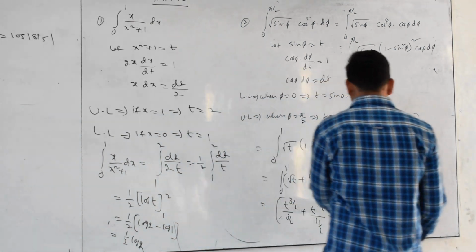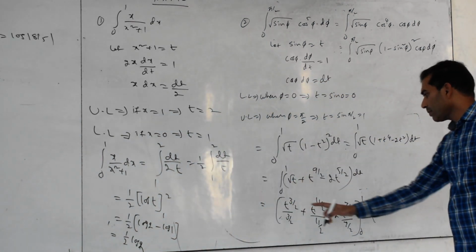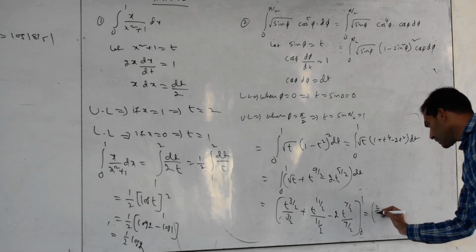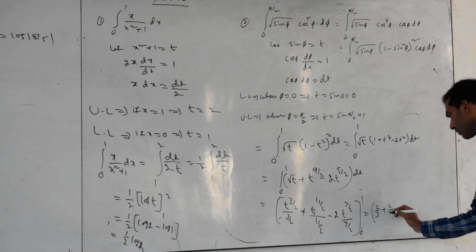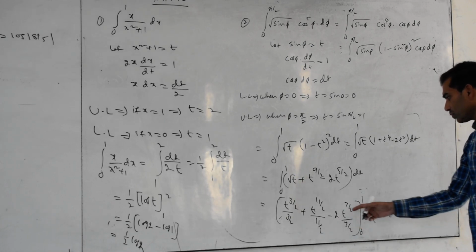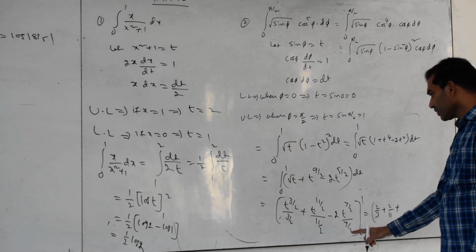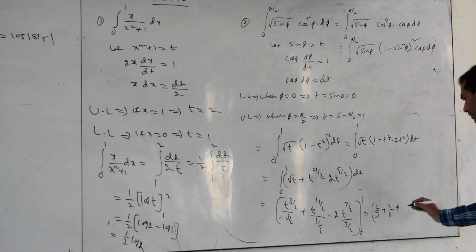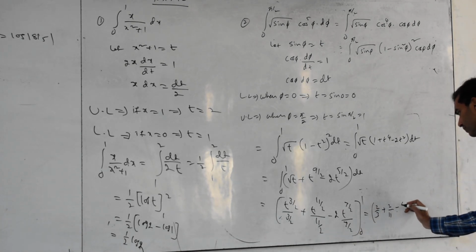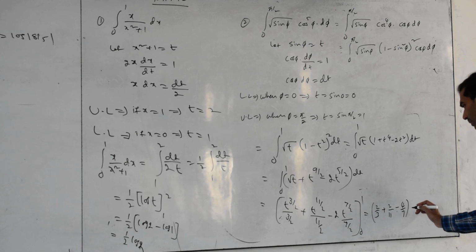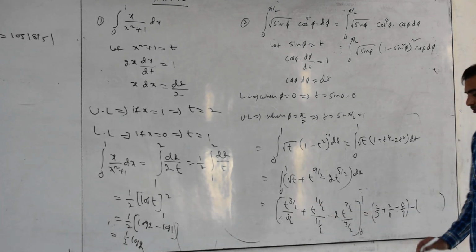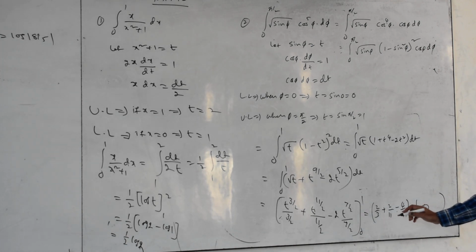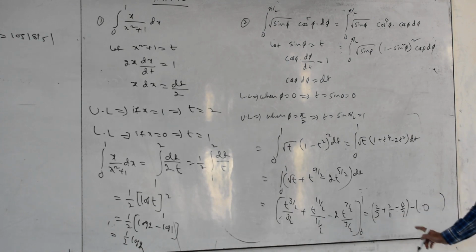Upper limit, put t is equal to 1 here. 1 by 3 by 2 comes to 2 by 3, plus 2 by 11, minus 2 by 7 by 2, which comes to 4 by 7. The lower limit is 0, because with t equal to 0 everything becomes 0. Simplified, we get the answer 2 by 3 plus 2 by 11 minus 4 by 7. Take the LCM and do it.